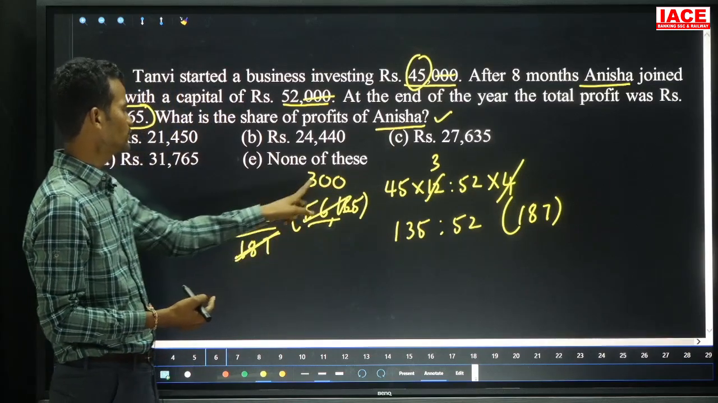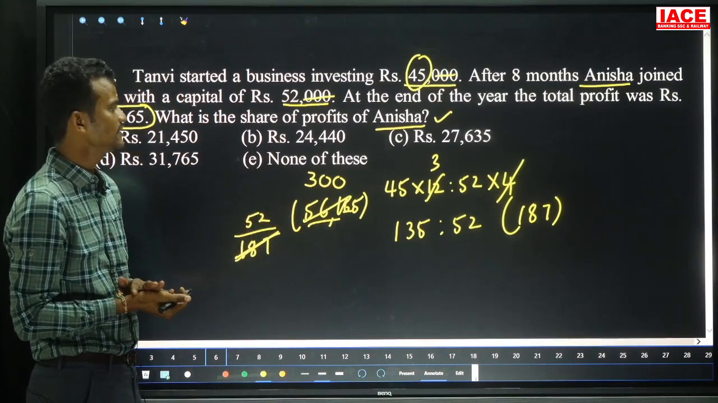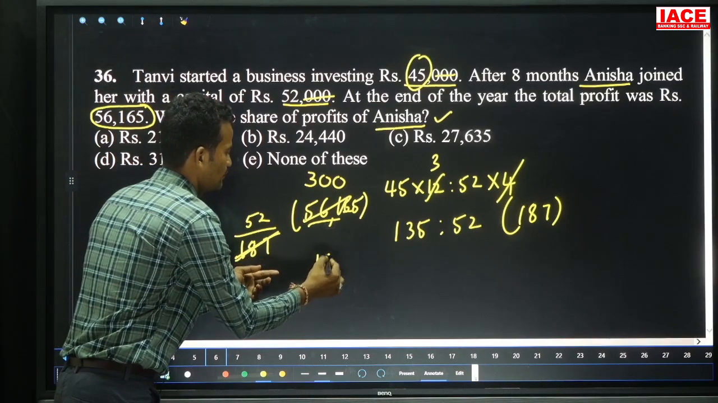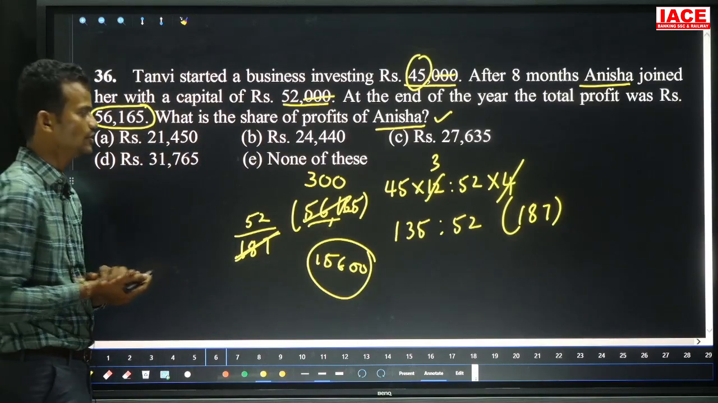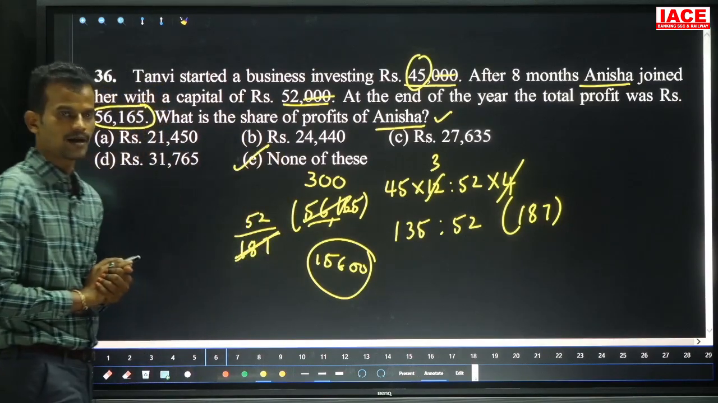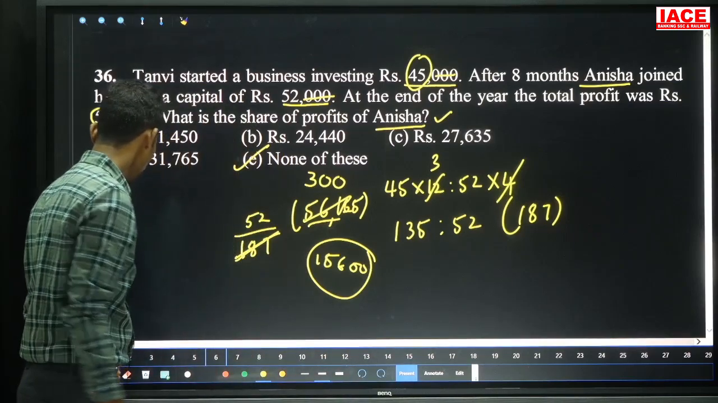So 52 3s are how much will become? 156. That means the answer should be 15600 approximately. But any option is given 15600? So none of this. What is your answer? Option E. Clear? See the next one.